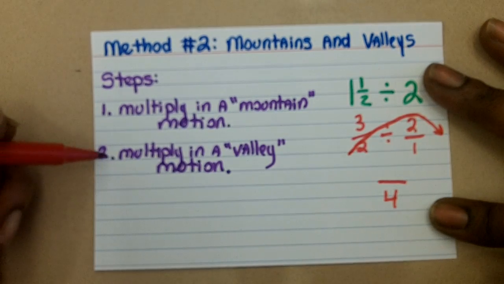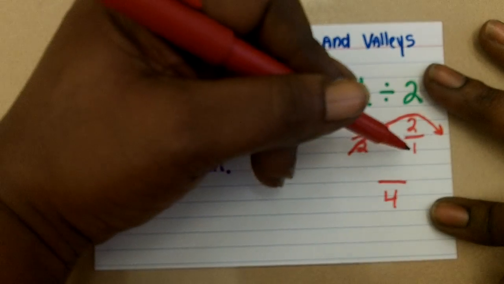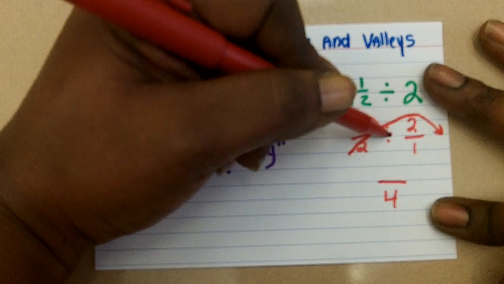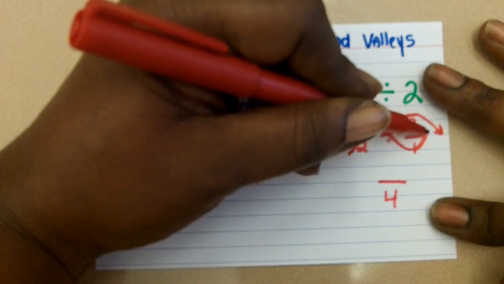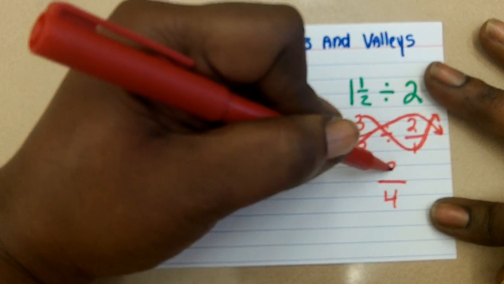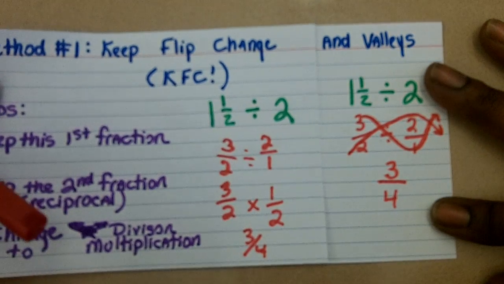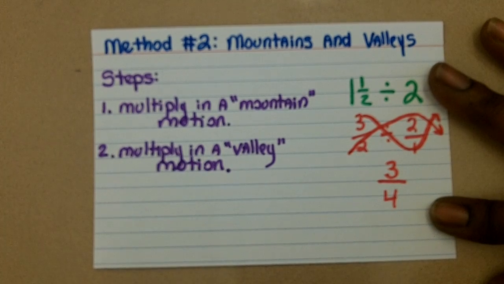And then step 2 is to multiply in a valley motion. So valleys start high and dip down low. So we're going to start with the 3, and that 3 we are going to multiply to the 1, and then go back up because this is a valley, and 3 times 1 is 3. So as you can see, either method, KFC or mountains and valleys, will still give us the correct answer of 3/4.